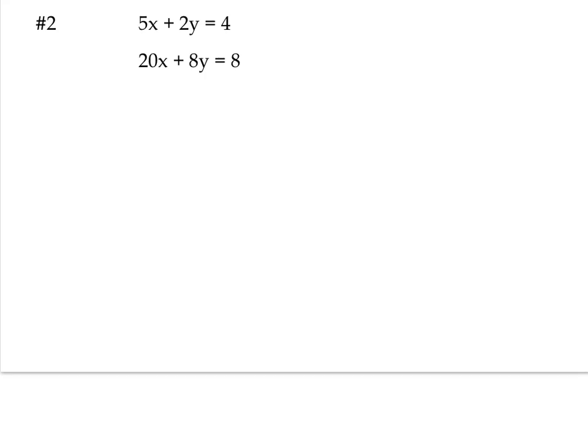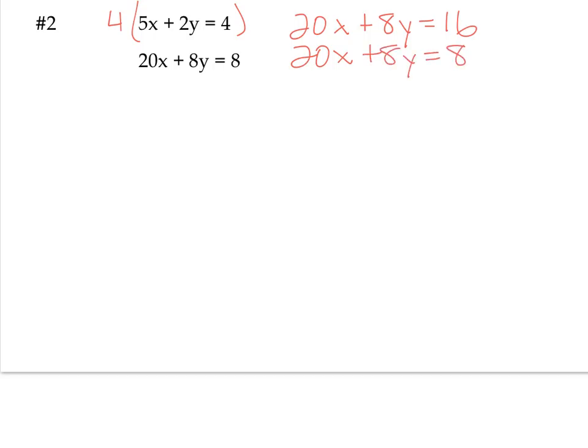Okay, now that you've had a chance to try this system out on your own, we look through and we can see that if I multiply the 5 times 4, I have 20, which is what I want. So I might want to multiply this first equation by 4. That's going to give me 20x plus 8y equals 16. And my second equation is just going to stay the same, 20x plus 8y equals 8.